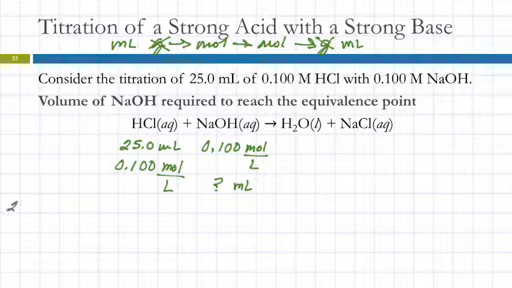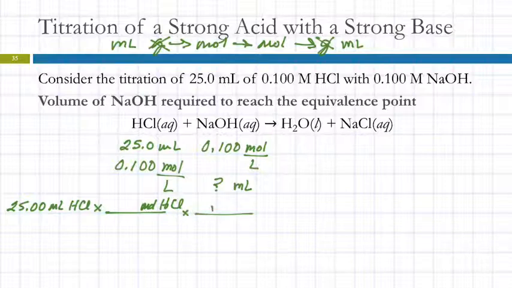So I have 25.00 milliliters of that HCl solution. And I want to convert this to moles of HCl. I'm going to put my units in here first. Moles of HCl, moles of sodium hydroxide, milliliters of sodium hydroxide. So I've got milliliters to moles to moles to milliliters. Any questions? This should be review.